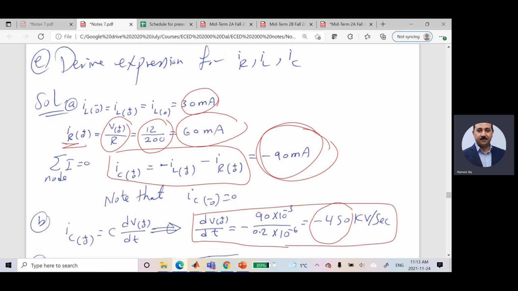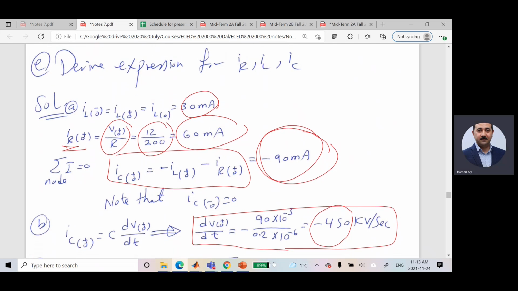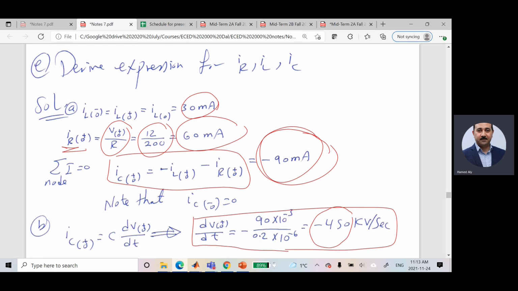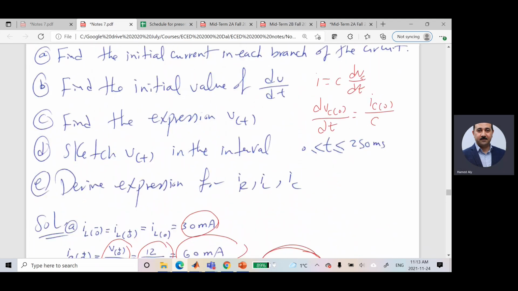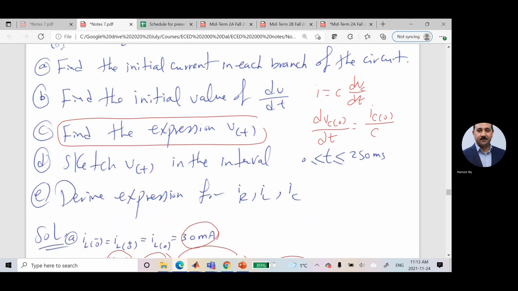Okay, let us see part C. Yes, go ahead. So the dV by dt is like the speed of the capacitor discharging. Yeah. Now he is looking for finding an expression for V of t. Find an expression for V of t.